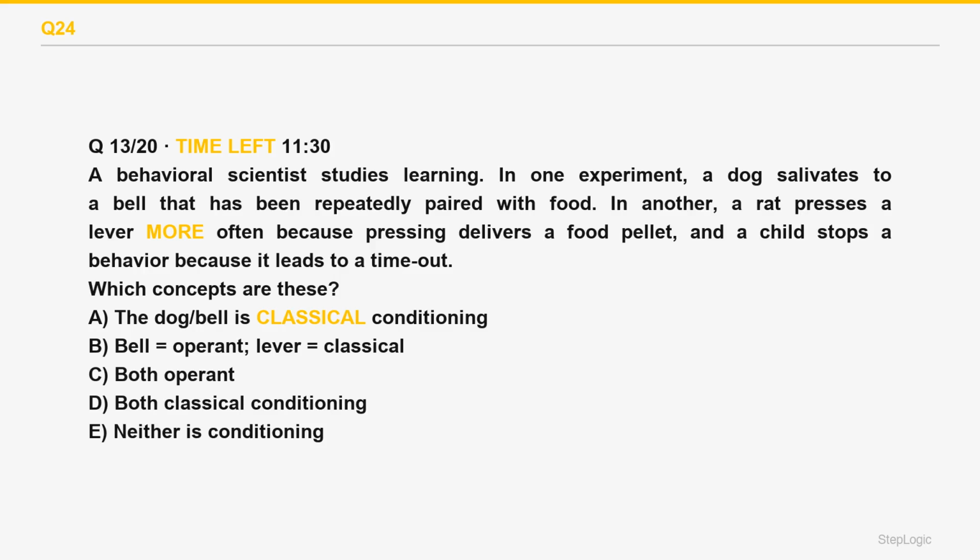Which concepts are these? A behavioral scientist studies learning. In one experiment, a dog salivates to a bell that has been repeatedly paired with food. In another, a rat presses a lever more often because pressing delivers a food pellet, and a child stops a behavior because it leads to a timeout. Read the command: which concepts? Dog and bell, classical conditioning; rat lever and child timeout, operant conditioning, reinforcement, punishment.